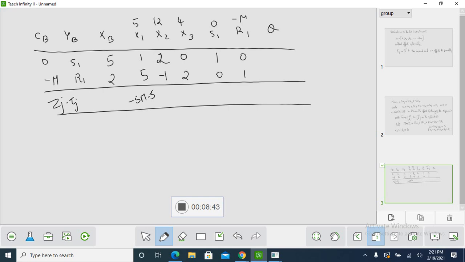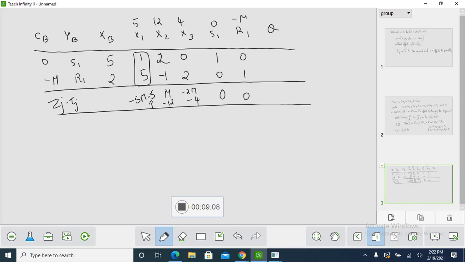Then I will have M minus 12. Then here it is 0 minus 2M. I will have minus 4. Here I am going to have 0. Here minus M plus M. Here also I am going to have 0. So what is the most negative? Most negative is minus 5M minus 5. So x1 enters. So what will be my theta?